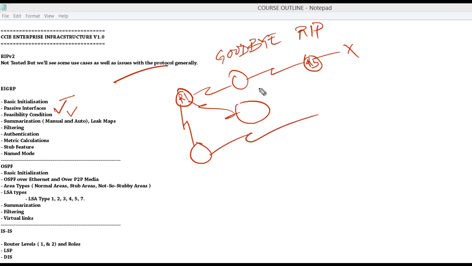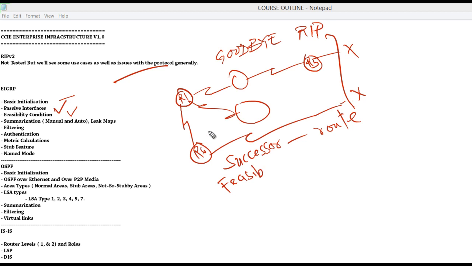and also router 6 over here also advertised the same network X to router 1. Now router 1 is getting two different routes to network X, so it picks a successor route. That is what EIGRP will call it, a successor route. A successor route is just a route that is installed in the routing table. But EIGRP also picks what is called a feasible successor.